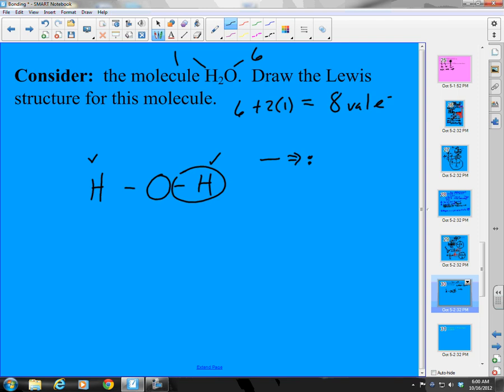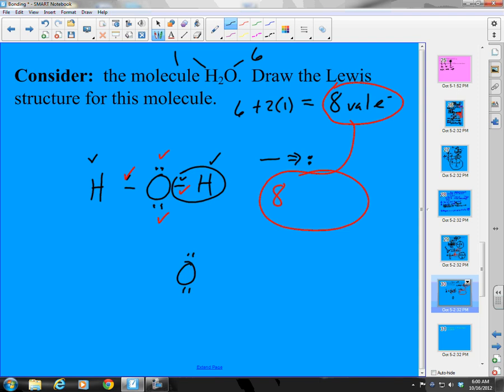How many electrons does my oxygen have right now? Well, 2, 4. So what do I have to do? 6, 8. All right, let's add them all up. Use the red pen. 2, 4, 6, 8. So there are 8 electrons in my picture. How many did we need to put in our picture? 8. There we go.